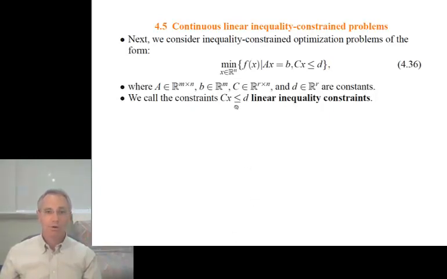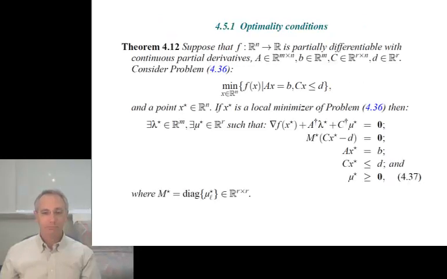First, to discuss continuous linear inequality constraint problems. So we're going to consider problems of the form: minimize over choices of x in R^n the objective f of x, subject to Ax equals b, the equality constraints, and also subject to Cx less than or equal to d, the inequality constraints. A, b, C, and d are suitable constant matrices and vectors, and as I mentioned, Cx less than or equal to d are called the linear inequality constraints.